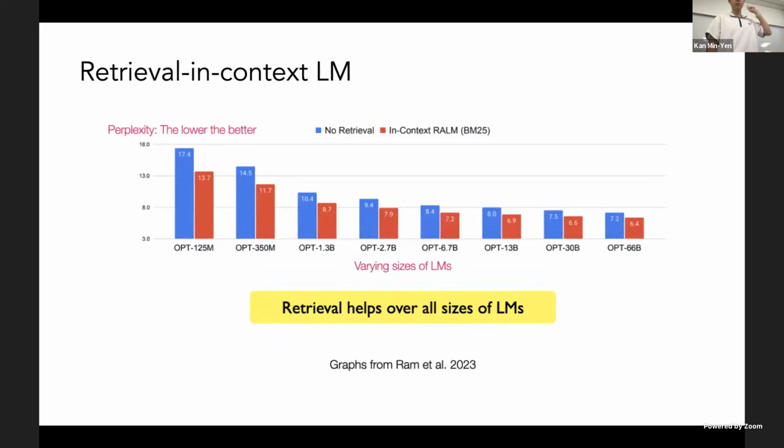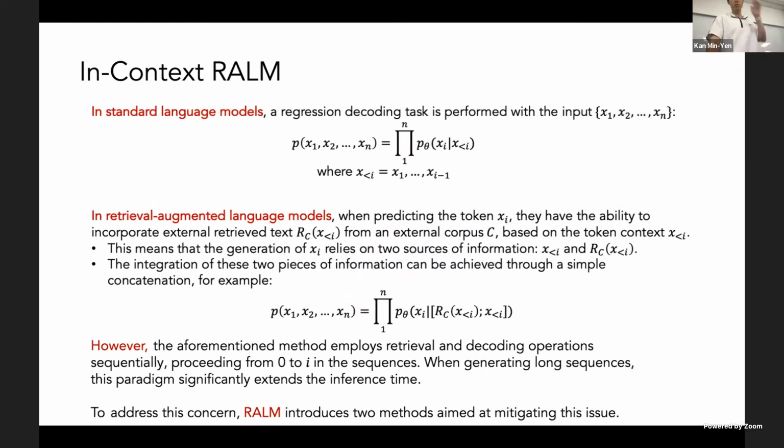So firstly, this work proves that putting the retrieved document in the context actually helps. You can see that the Y is perplexity, which means lower is better. And with the smaller size model, it improves more with the retrieved documents, which is kind of aligned with our intuition, because small models do not have that much knowledge. So probably the retrieved documents can help.